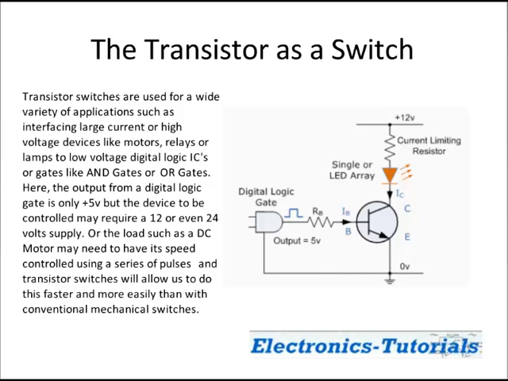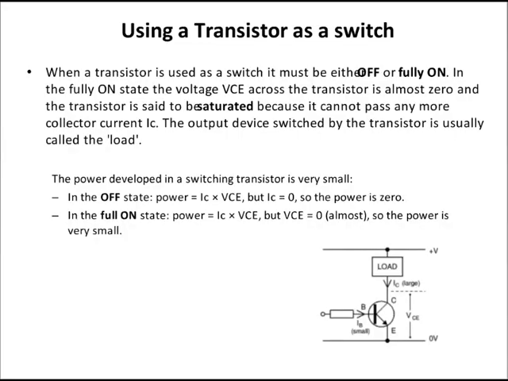Let's look at another example. So one of the things that we have to remember when we use a transistor as a switch is that it must either be off or fully on. And when it's fully on, the transistor is said to be saturated, and it acts like a closed switch. So there's going to be maximum current flow. And when it's off, it's going to act as an open. So we have an open switch, and there's no current flow at all.